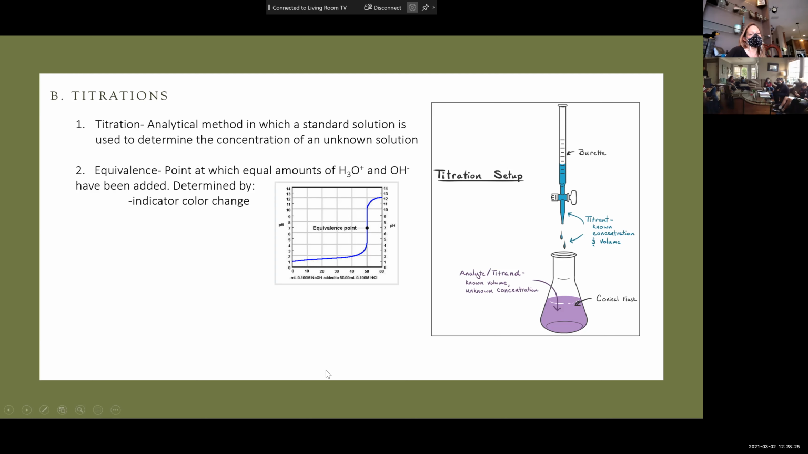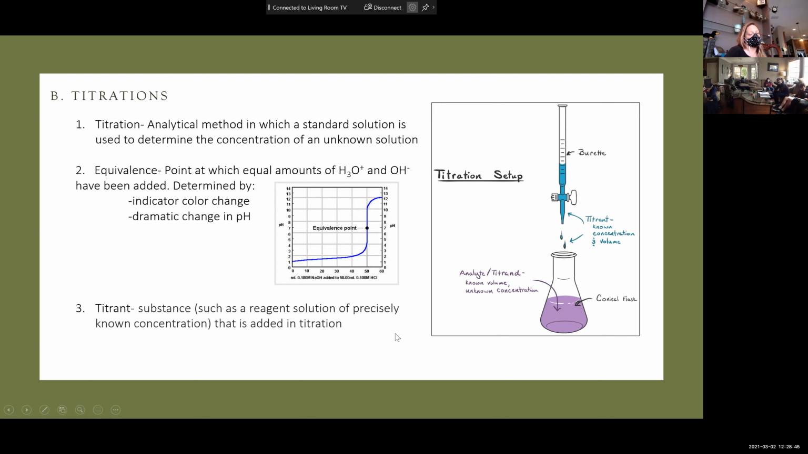And then also, if you don't have an indicator, there are other ways to monitor it, like electrodes and pH meters. What are they called? The electric ones? The pH meter, just the electronic kind, the electrodes. So you get a dramatic change in your pH at that point.